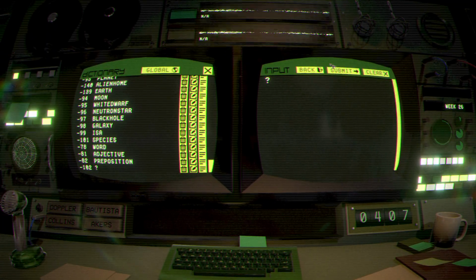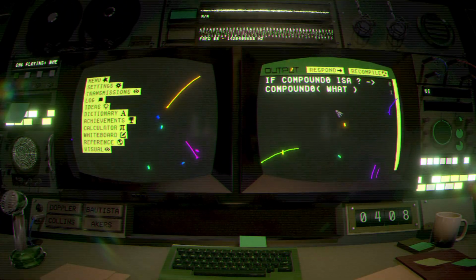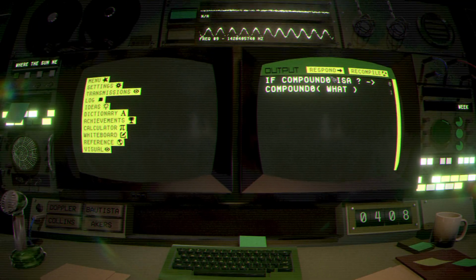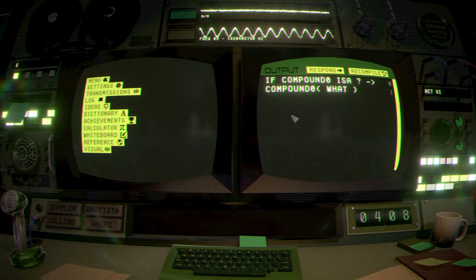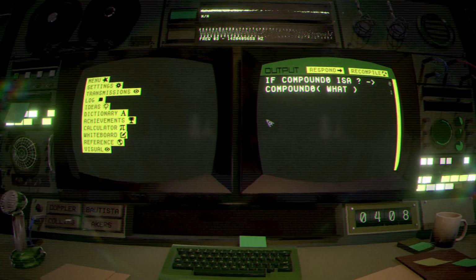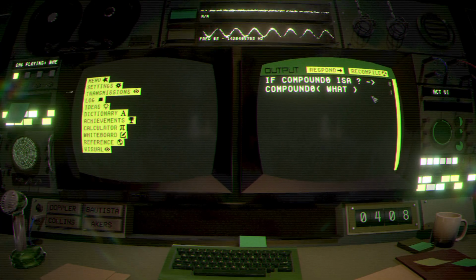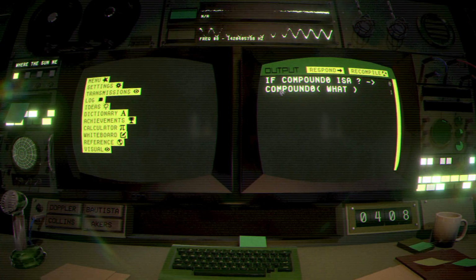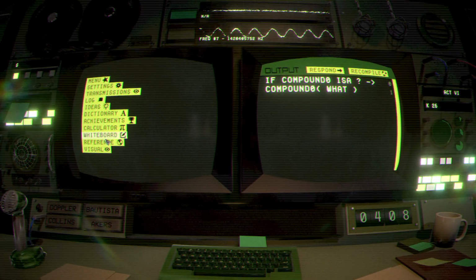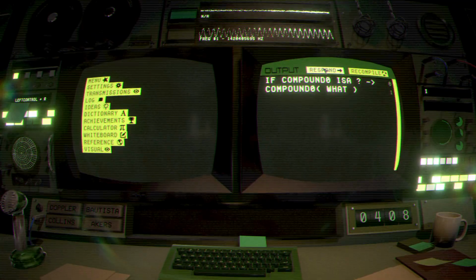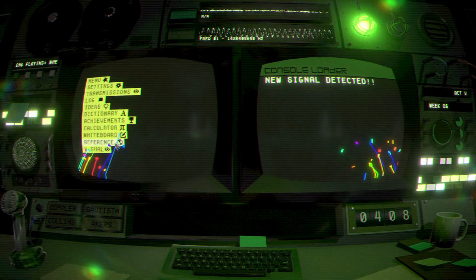Compound is a what? It's a something. It's a something, but we don't know what that means. Oh boy. If compound 0 is a something, then the compound contains what? And 6? Okay.